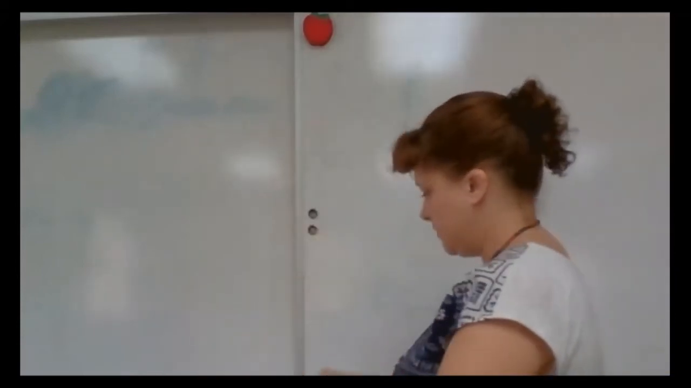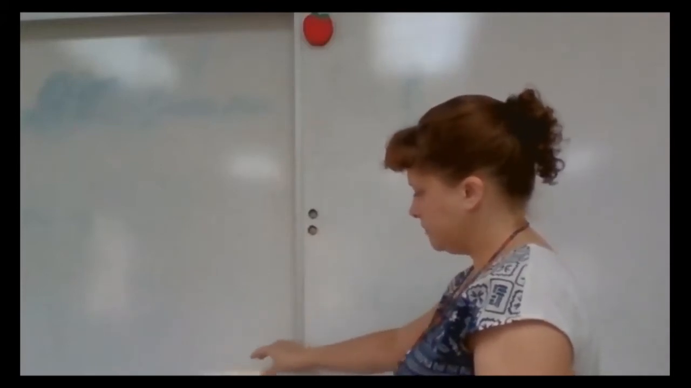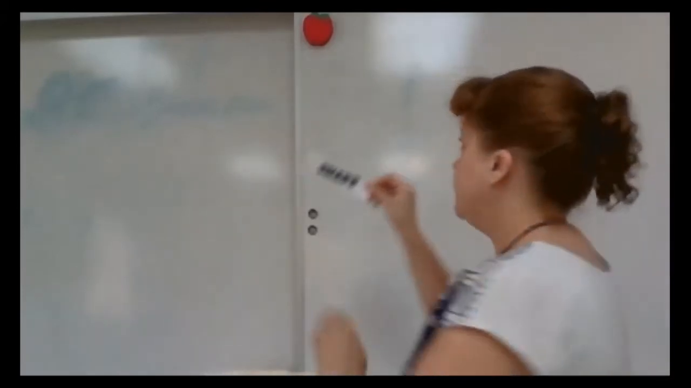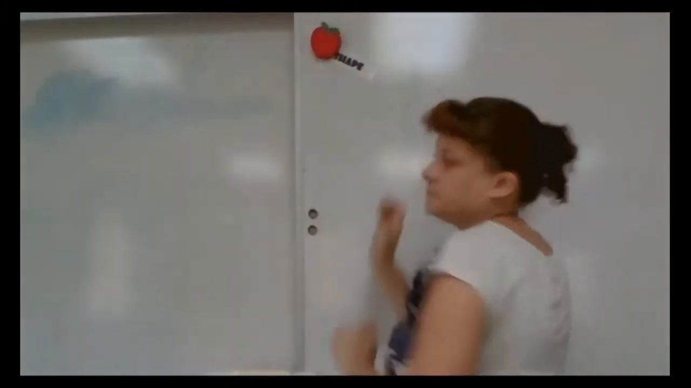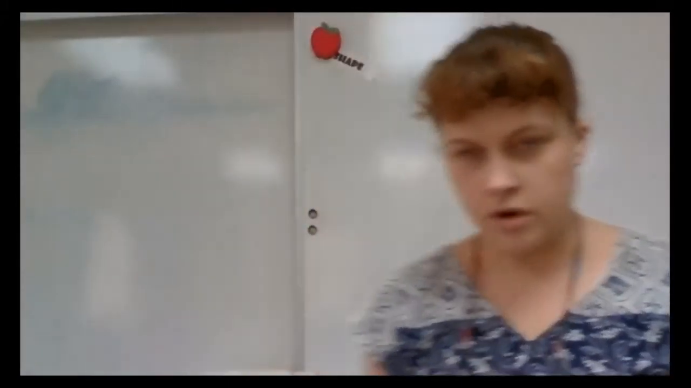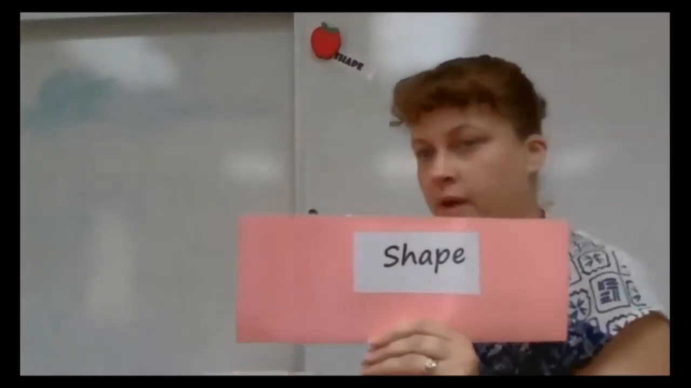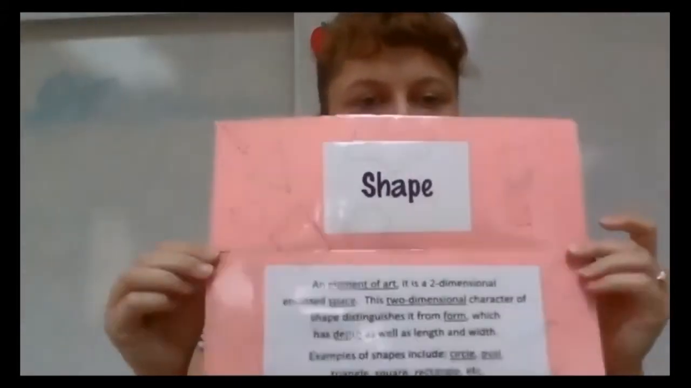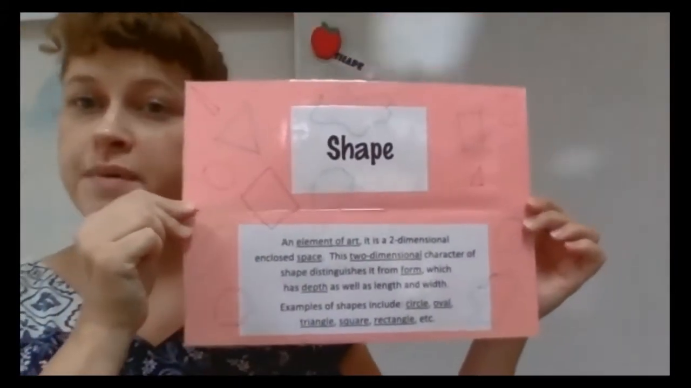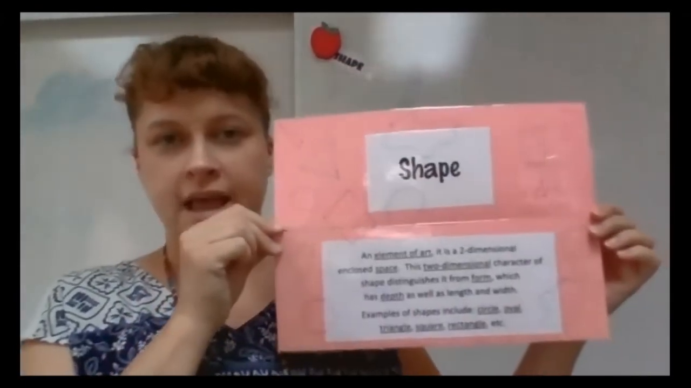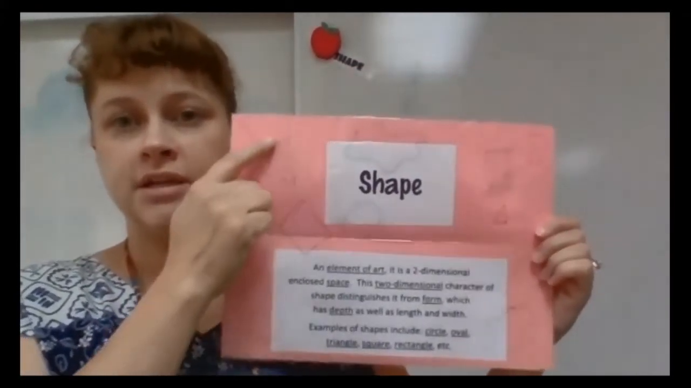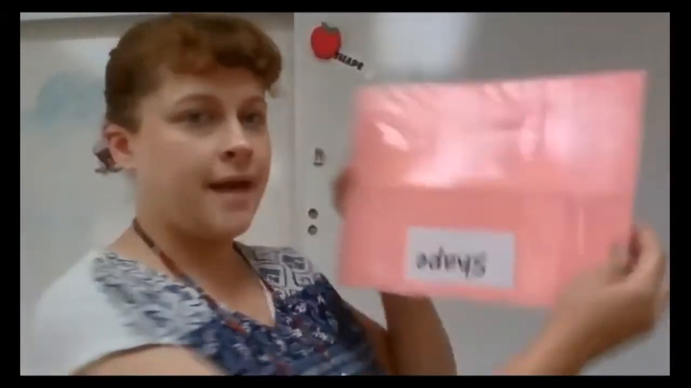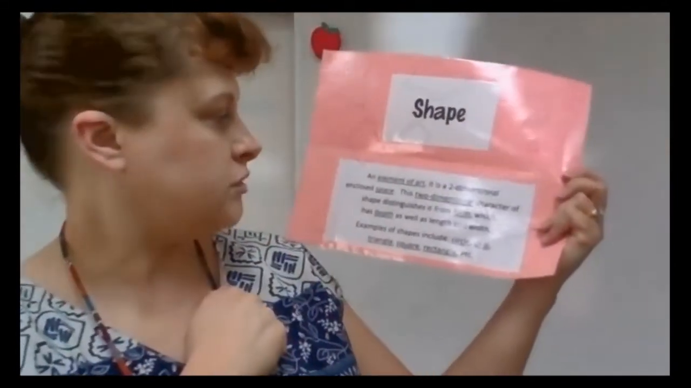Okay, so let me put my toolkit right here. We're going to use shape today. And I have a card here. It's going to help us figure out what shape is. So, shape. Element of art that's two-dimensional. That means it's flat. It doesn't have any depth to it. So it's like a shape you would draw on a piece of paper. You can't see the back of it. You can't flip it around and see the sides. It's two-dimensional. And it's an enclosed space.